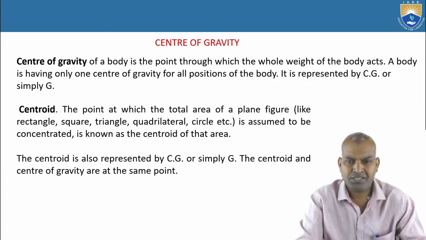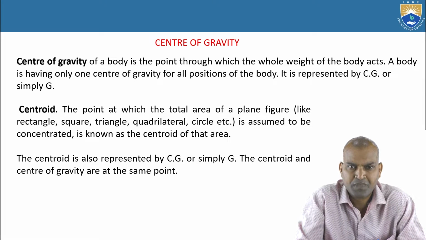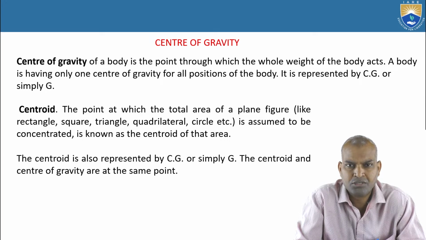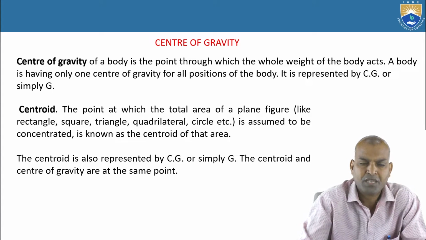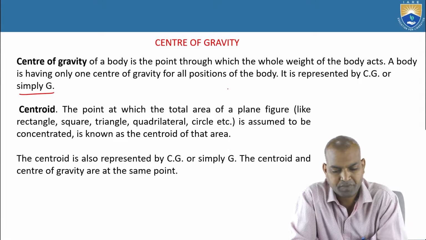So here, what is center of gravity? Center of gravity is the term related to three-dimensional bodies having a mass, where the weight of the mass acts through a certain point. That point is known as the center of gravity of that body. The center of gravity is denoted by the letters CG or simply G.